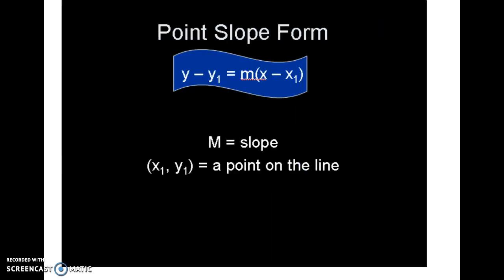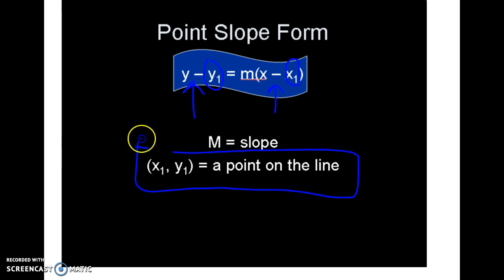The final way is point-slope form. So remember, this is y minus y1 equals m times x minus x1. And this y and this x come from a point that's on the line. Also remember that in the formula we're subtracting. So if my point is negative numbers, for example negative 3 and negative 2, and then my slope was, let's just say, 4.